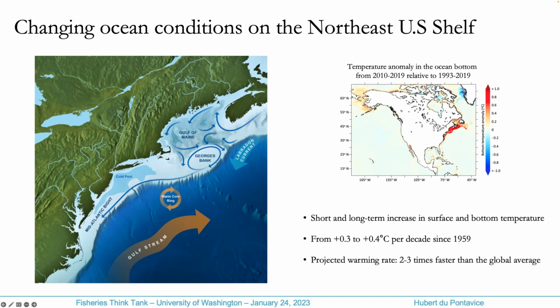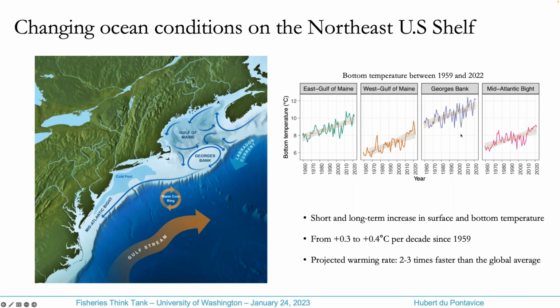Now let's focus on the changing ocean on the Northeast US Shelf. The shelf has experienced rapid warming related to climate change, with a short and long-term increase in surface temperature, but also in bottom temperature. Over the last 3 decades, ocean temperature in the region has warmed faster than any other marine region in North America, as you can see on this map here, with the anomaly in bottom temperature.